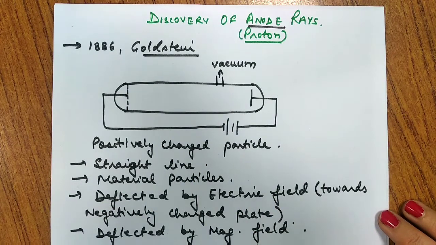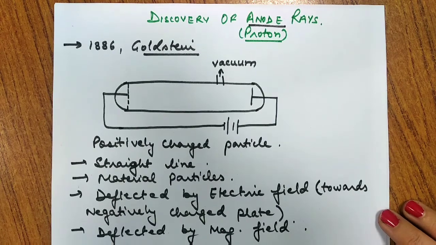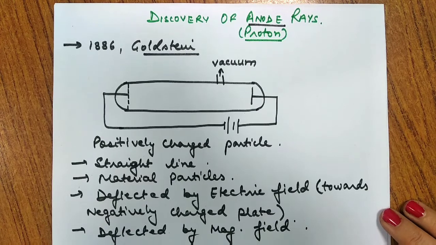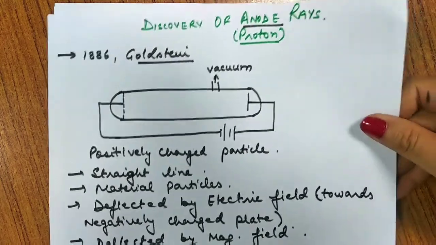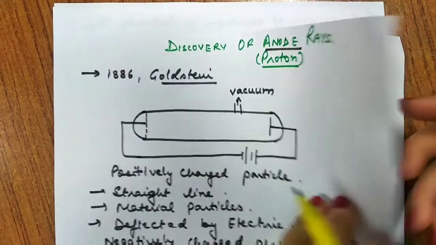On the basis of these characteristics, the e/m ratio of the anode rays has been calculated, and it has been observed that it depends upon the nature of the gas in the discharge tube. So this way we have discovered the anode rays, and after this let us talk about the discovery of the neutron. The discovery of the neutron was done by James Chadwick.